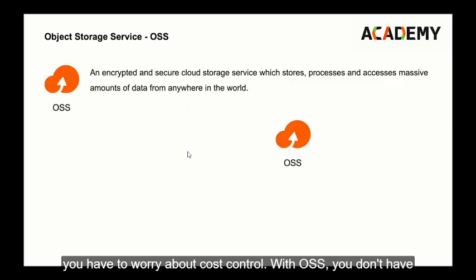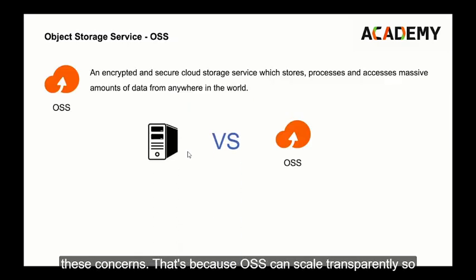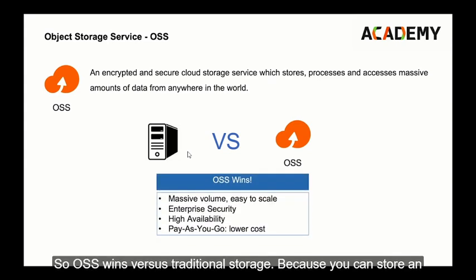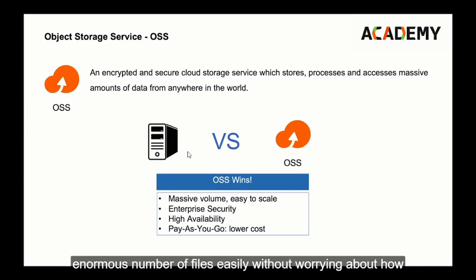With OSS, you don't have these concerns. That's because OSS can scale transparently. So OSS scales in the background without you needing to think about adding capacity. You're charged only for the storage space you use on OSS, and you can scale up or down as often as you need. So OSS wins versus traditional storage because you can store an enormous number of files easily without worrying about how scaling is done. That happens in the background.